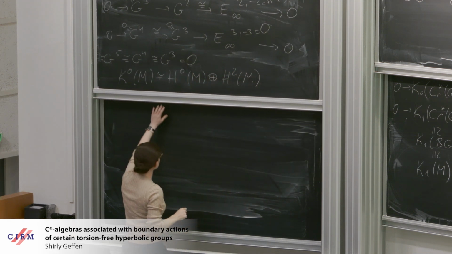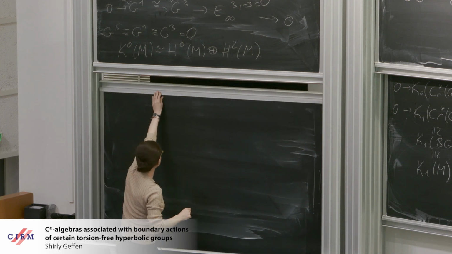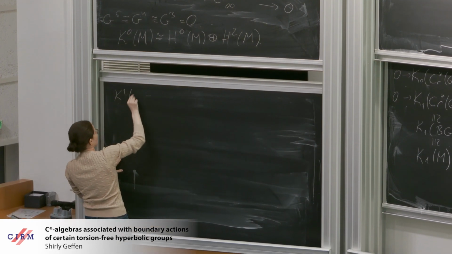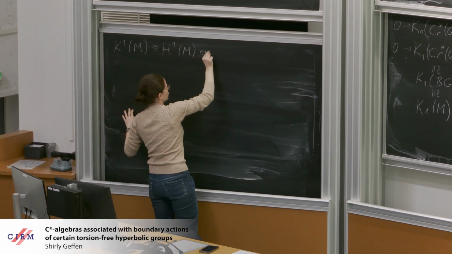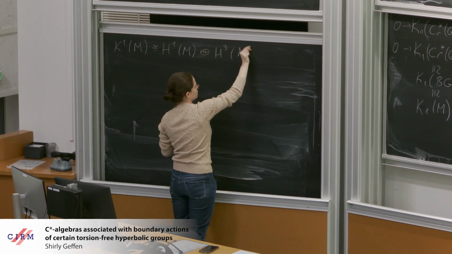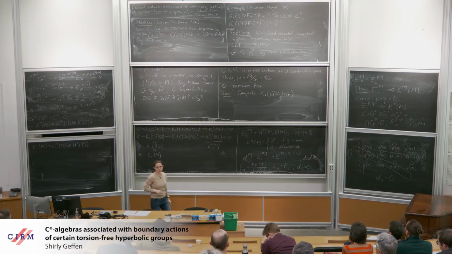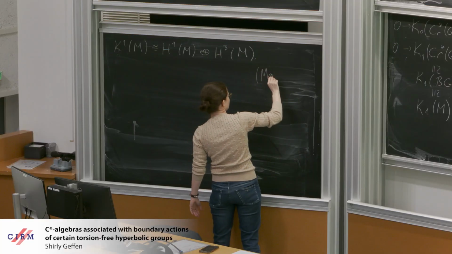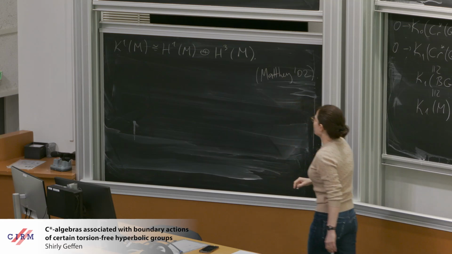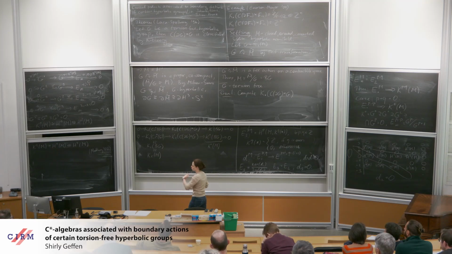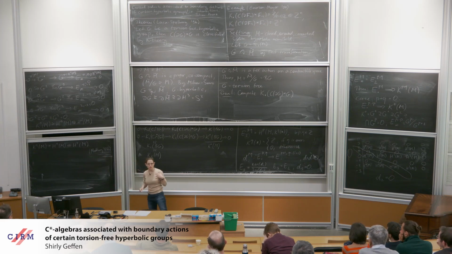One can carry out a similar computation for P plus Q equal to 1 and get that K1 of M is H1 plus H3, so the sum of the odd cohomology groups. And I have to say that this is actually due to Mattei in 2002. In a way, you just get the isomorphism that you get from the Chern character, but instead of rational coefficients, you get it for integral coefficients.